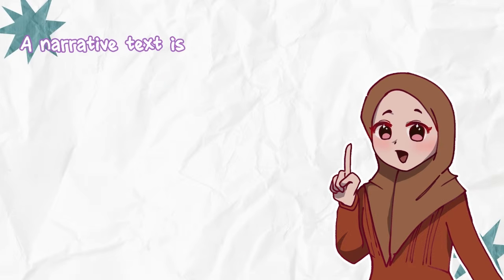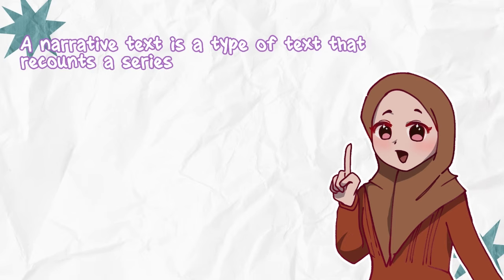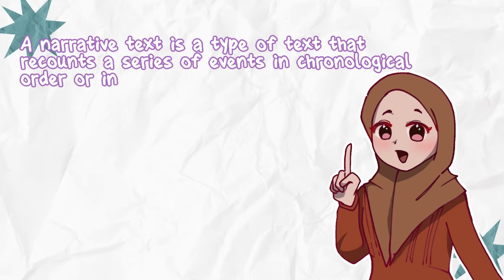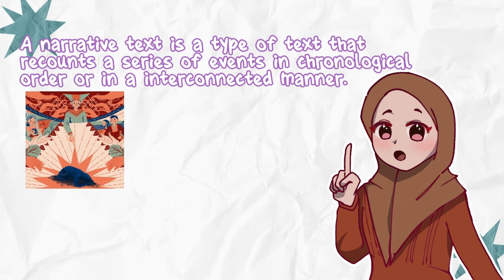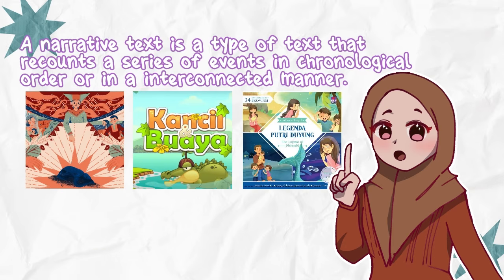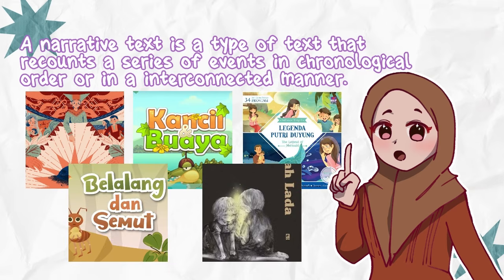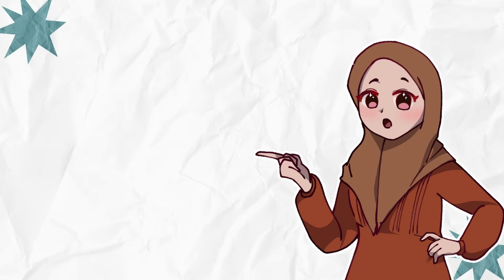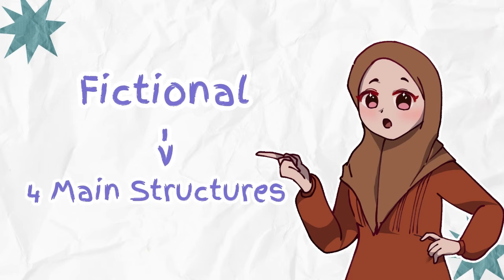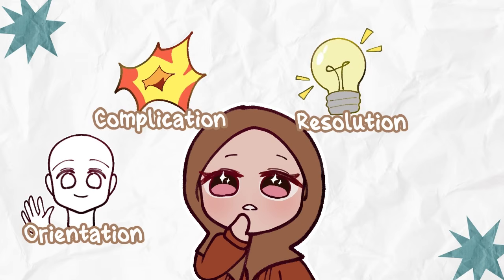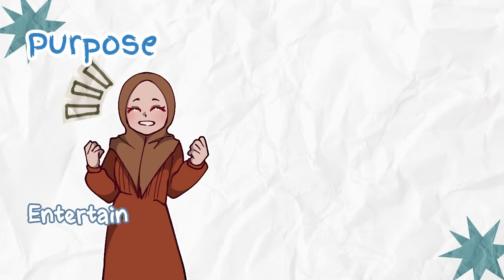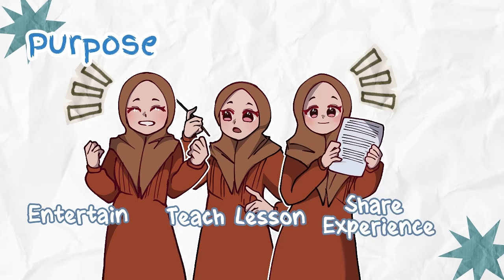A narrative text is a type of text that recounts a series of events in chronological order or in an interconnected manner. The fairy tales from your childhood, works of fiction, legends, myths, and the stories in your favorite novels are all examples of narrative text. Generally, narrative texts are fictional and have four main structures, which are orientation, complication, resolution, and reorientation. The purpose of narrative text is to entertain us, to teach us a lesson, or to share an experience.